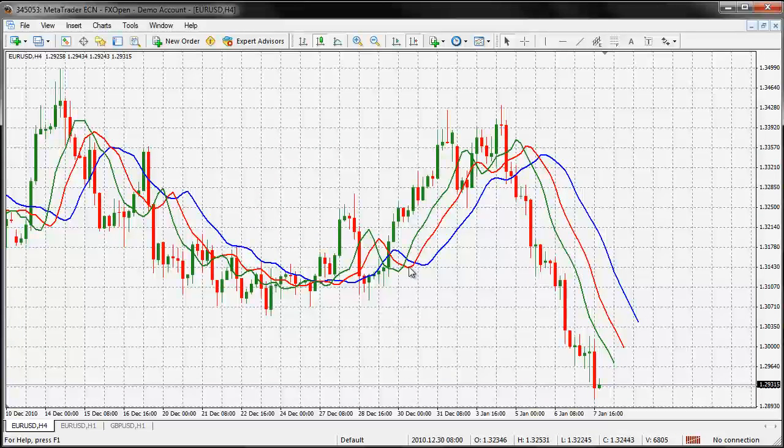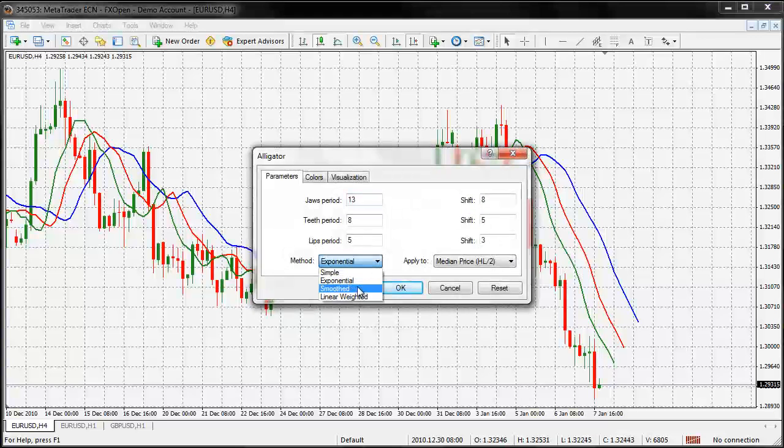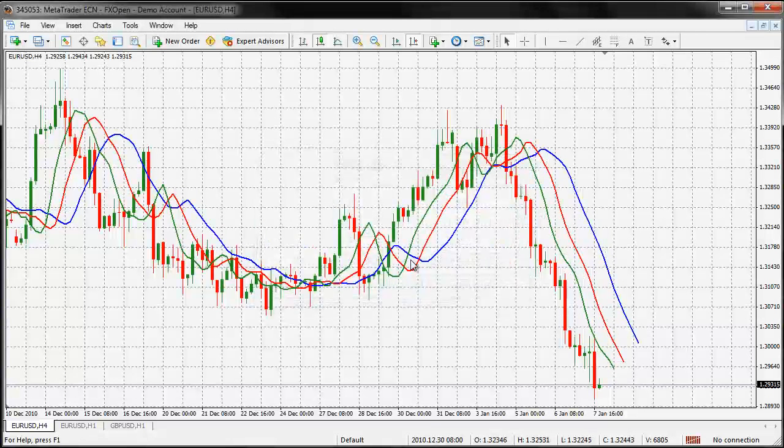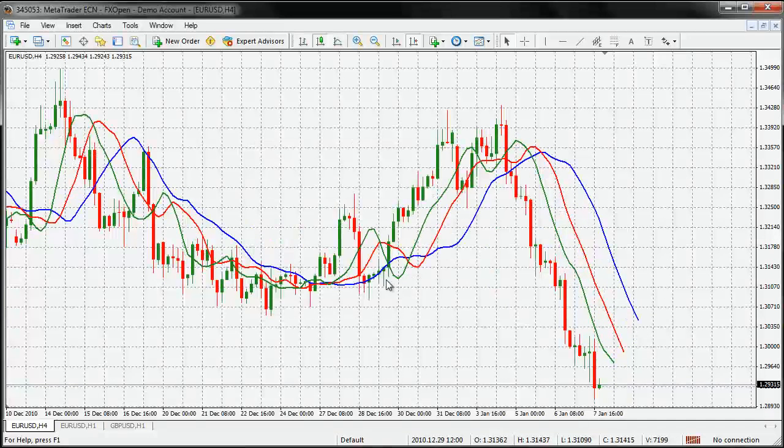Let's just mess around with these to see if these do come out a little bit better than the default one. Not really. Okay. I don't really use this indicator a lot because it's a little bit weird and a lot of false signals can come off of it. But the general rule of thumb is this.